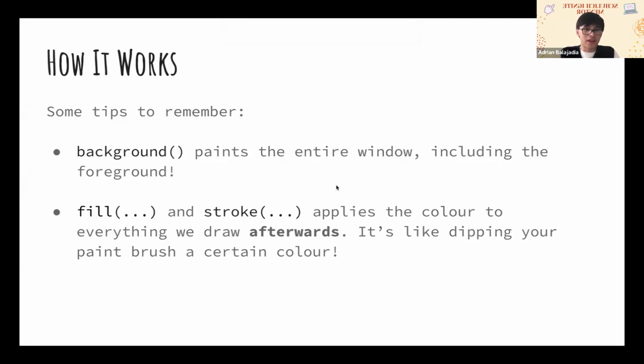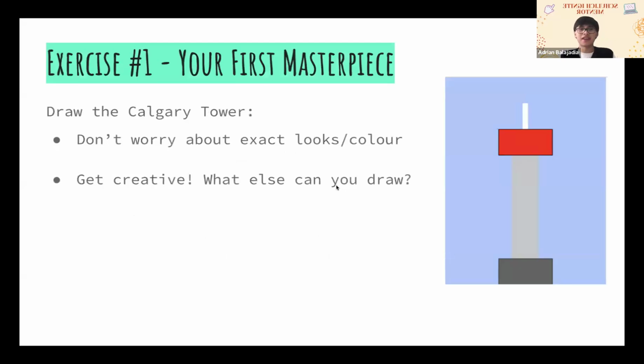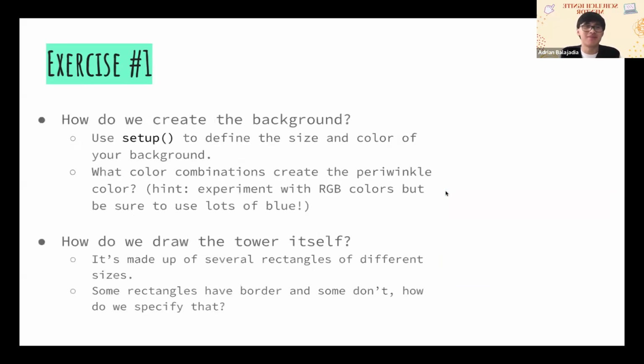With that out of the way, we'll go to our first exercise, guys. We're going to go into our breakout rooms, and I want you to draw the Calgary Tower, and then if you have extra time, draw whatever you want. Just get creative, and don't worry if the colors don't match. There's an infinite amount of colors. Just some food for thought: use setup to define the size and color of your background, and then you can think about what color combinations you want. And you can experiment with that RGB, red, green, blue color picker.